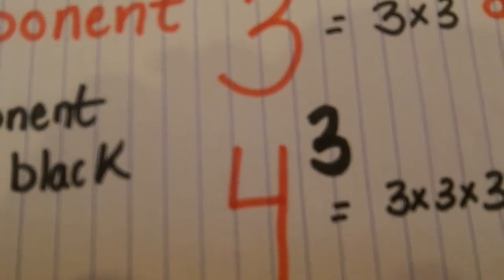This would tell us that we are taking 4 and multiplying it 3 times. And of course I wrote this wrong because I thought I was using 3 again. Sorry, I do make mistakes. So it would be 4 times 4 times 4, 3 times, because we have an exponent of 3.